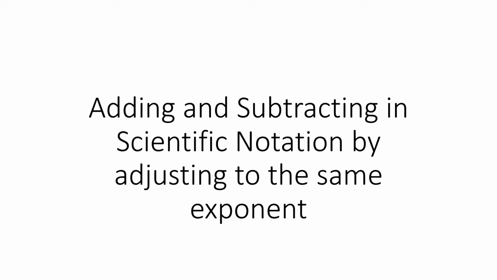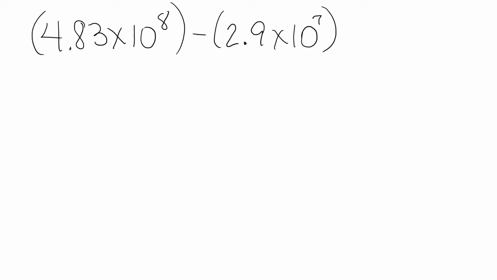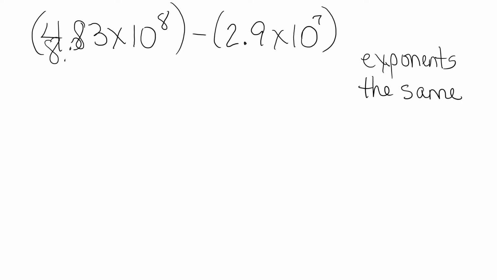This video will show you how to add and subtract in scientific notation by adjusting the exponents. So our first problem is 4.83 times 10 to the power of 8 minus 2.9 times 10 to the power of 7. Whenever we're doing this, our exponents need to be the same. So the exponents need to be the same, and you want to adjust up to the largest exponent.